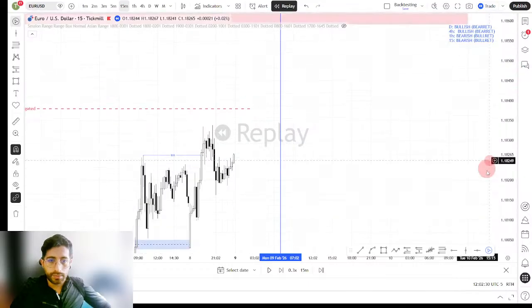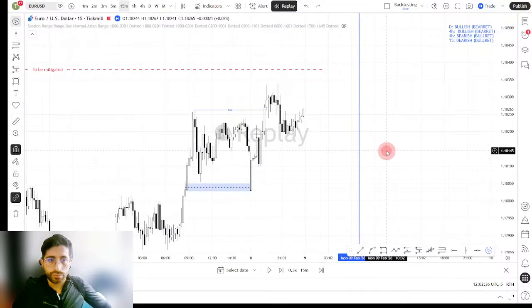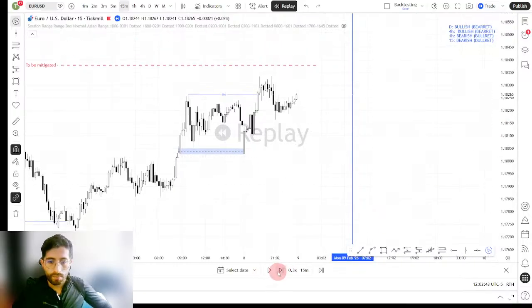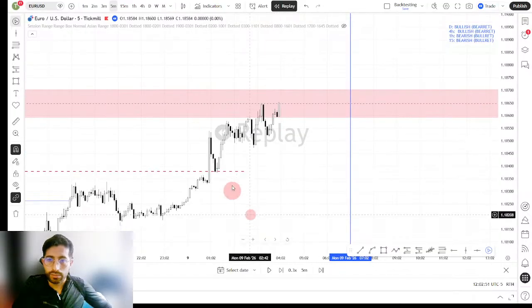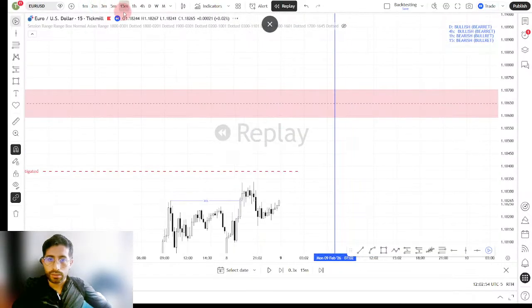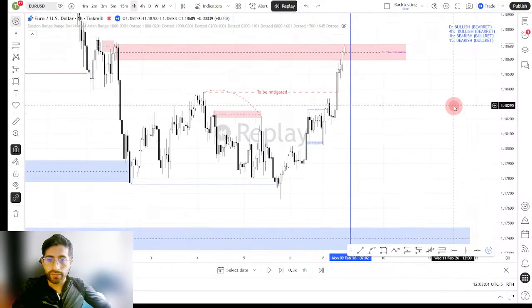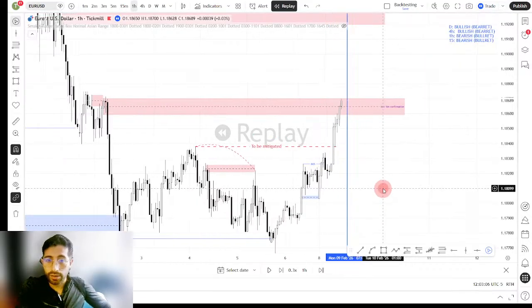Let's see. All right. What? It's not moving. Oh, jeez. So weird. All right, so look, in 15 minutes, I don't know why TradingView didn't show how it moves.